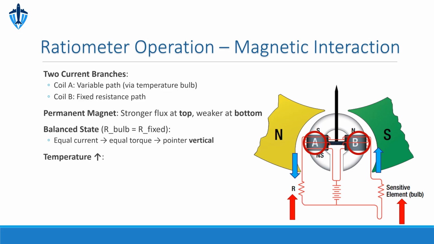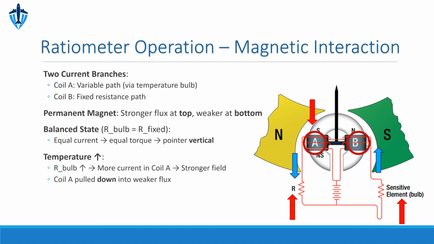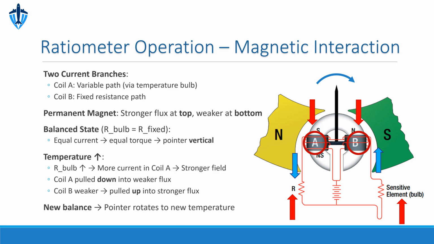If temperature rises, bulb resistance increases, sending more current through coil A. This strengthens coil A's field, pulling it downward into the weaker lower flux. Simultaneously, less current flows through coil B, weakening its field and allowing it to shift upward into the stronger flux. The pointer pivots until a new magnetic balance is reached, directly corresponding to the new temperature.